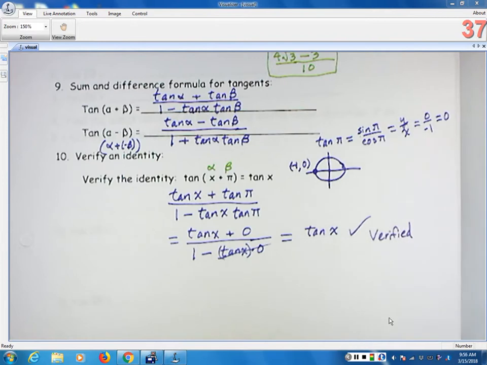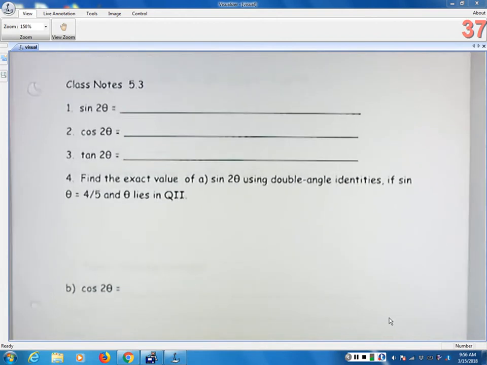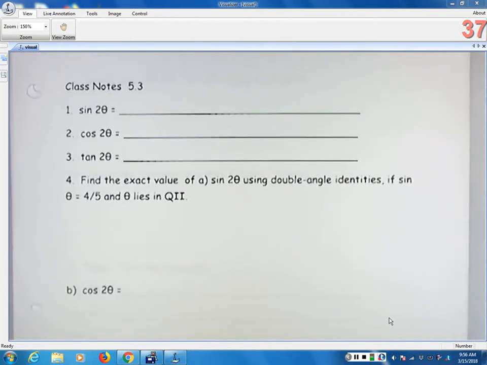Okay, so you'll have to use these different formulas, and you need to memorize them. So we need to start 5-3. Any questions? 5-3. If you didn't print them out, you better print them out pretty quick.